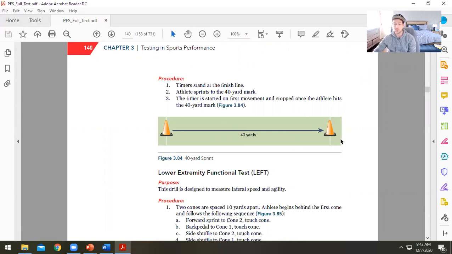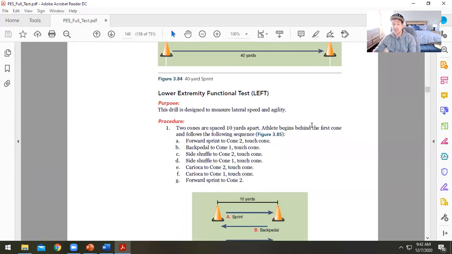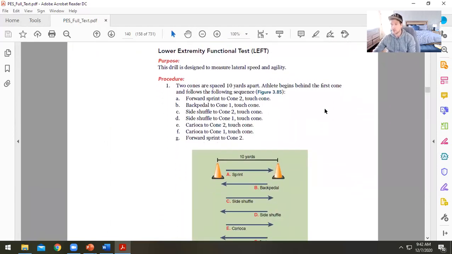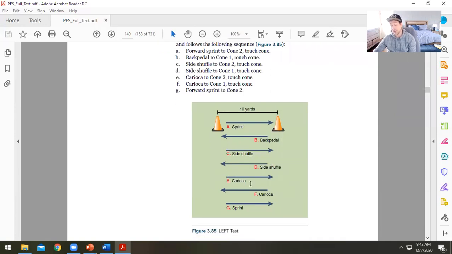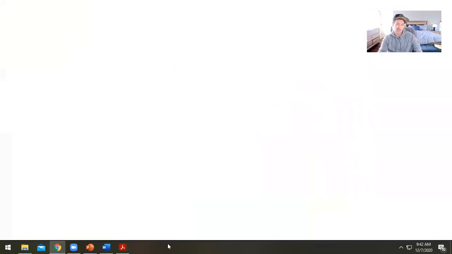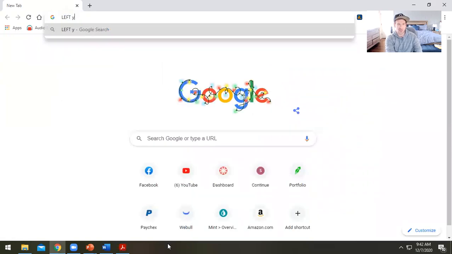2 cones, 40 yards apart. How fast can you do it? There's also the L test, which is often done as the L drill. You guys will remember doing, well, not you, Charlie, but this is one we'll do when we get to the park. But Robert, you remember doing this one. It's a sprint to the cone, back pedal, side shuffle, karaoke, sprint. So I love watching the L test.